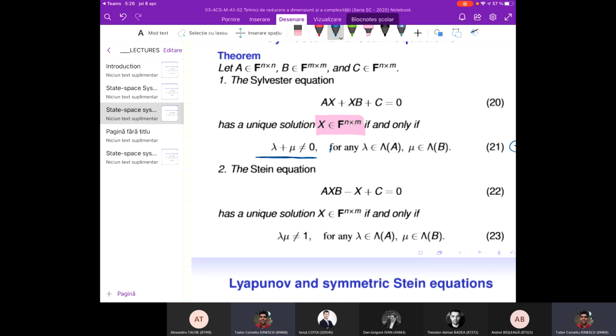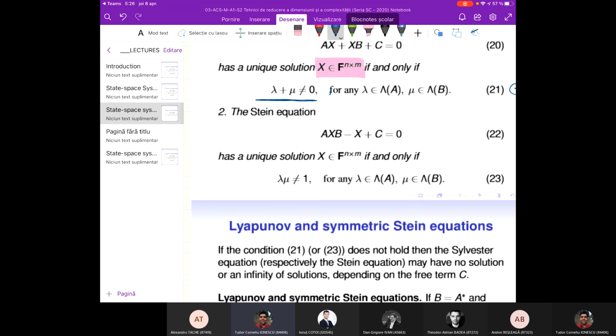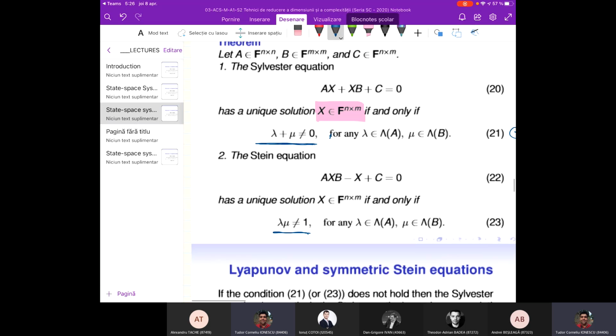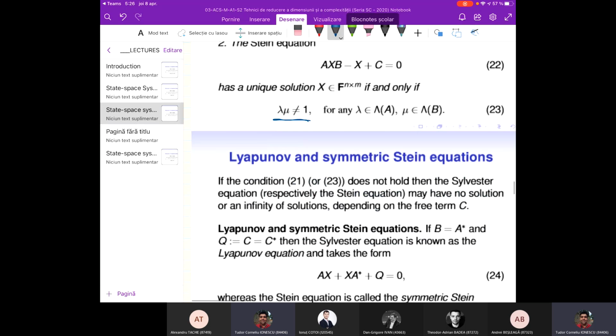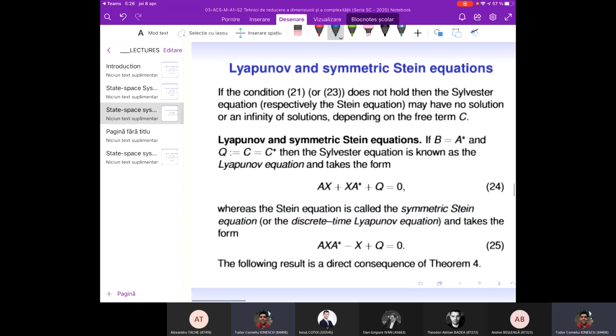For the Stein equation, this is also called the discrete Sylvester equation, or the generalized Sylvester equation. This equation has a unique solution X if and only if the eigenvalues of A and B satisfy these conditions. So these are two of the most important matrix equations that we use.